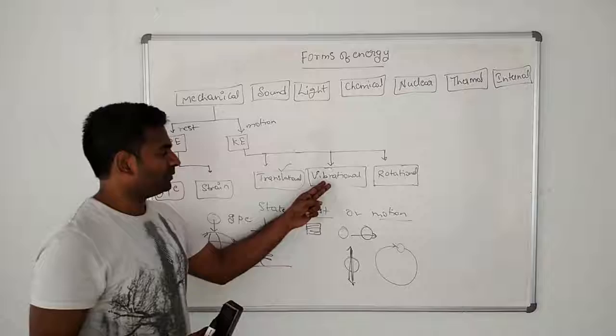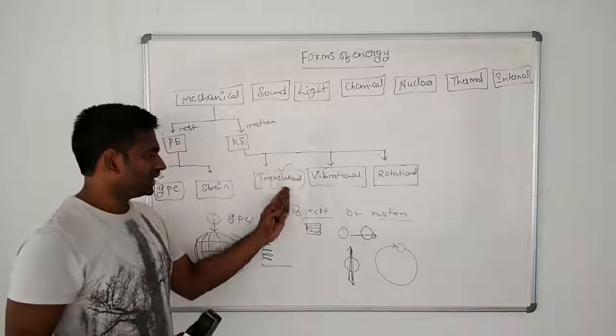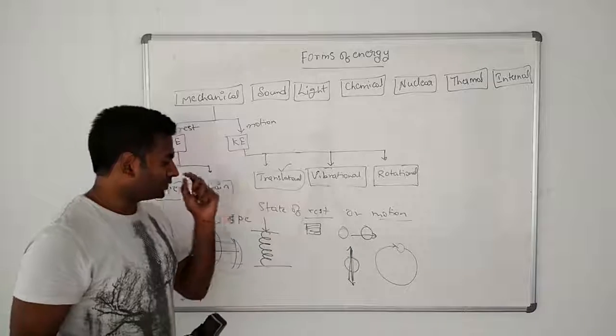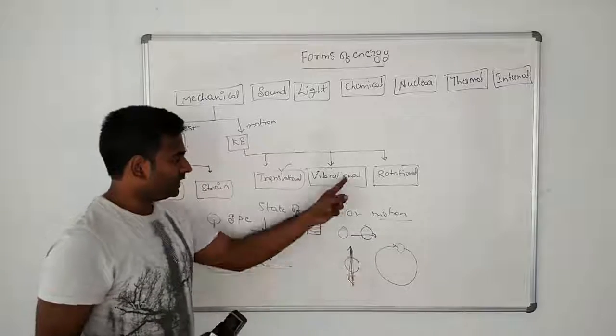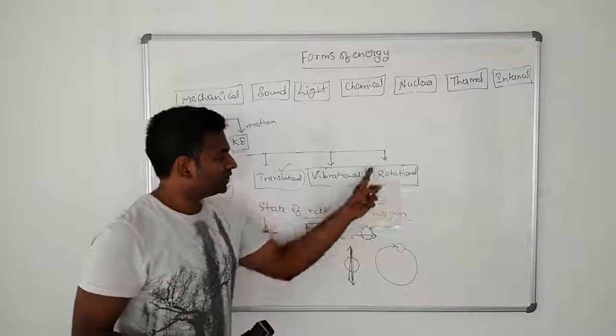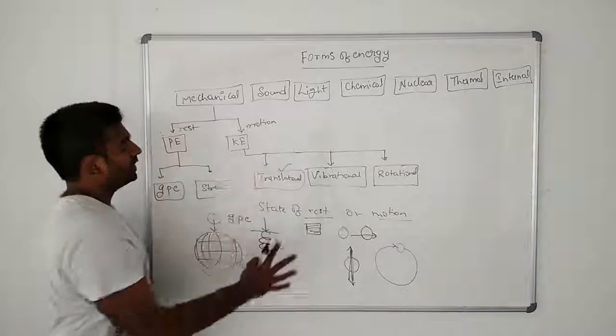So there are different types of motion. Each motion has one type of kinetic energy. Translational motion has translational kinetic energy. Vibrational motion will have vibrational kinetic energy. Rotational motion will have rotational kinetic energy. That is all about the mechanical energy.